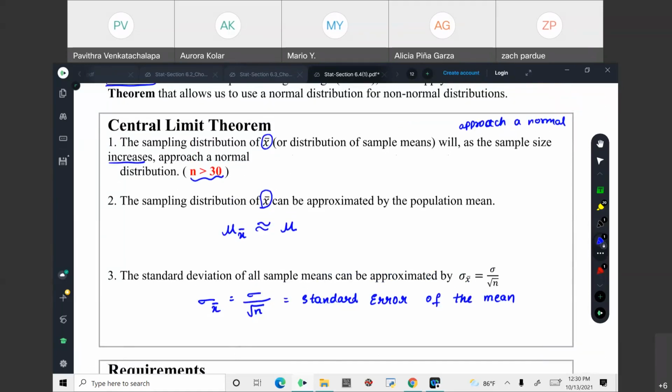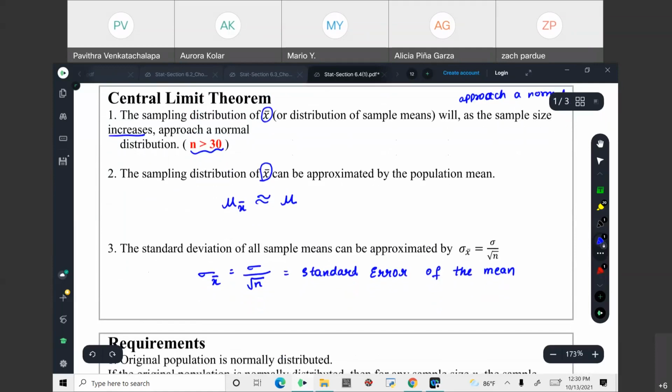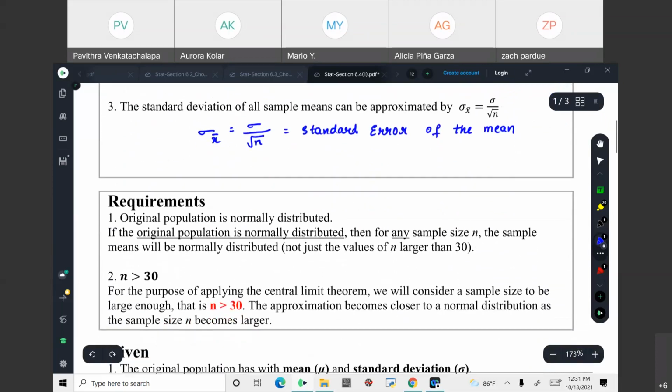So my question is, what if the variable is already in a normal distribution? Now, the central limit theorem is only there because we want the variable to be normally distributed. What if the variable is already in a normal distribution?